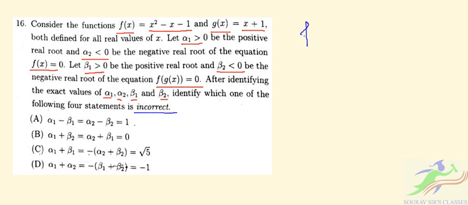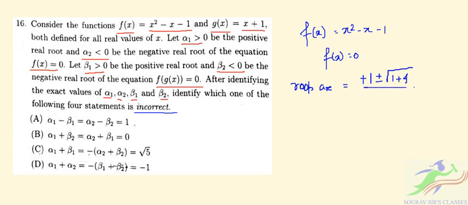Now from the first equation, f of x is equal to x square minus x minus 1. If we want to find the roots, f of x equal to 0, the roots of this equation will be 1 plus minus root of 1 plus 4, by 2. So alpha 1, the positive real root, is 1 plus root 5 by 2, and alpha 2, the negative real root, is 1 minus root 5 by 2.